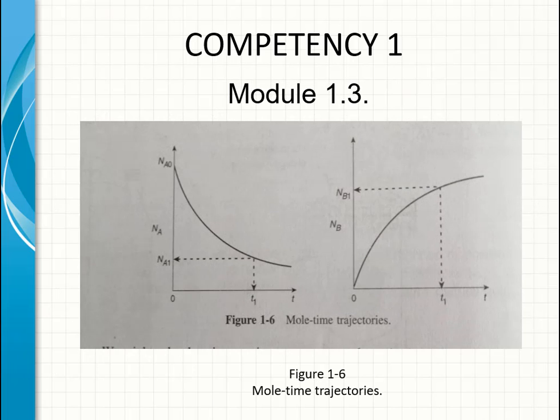And here we have the plots. At the left, we have that Na starts at Na0 and decreases with time until at time t1 it reaches a number of Na1. And for the product, we have that B starts at 0 at time 0 and keeps increasing until it reaches a number of Nb1 at time t1.